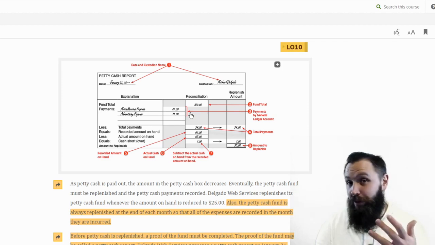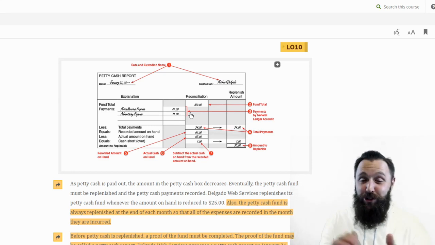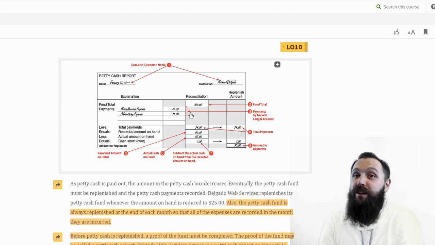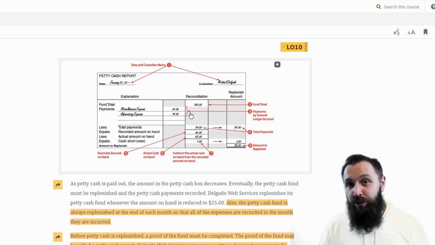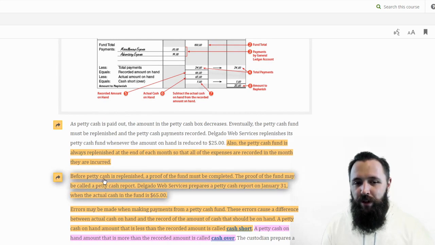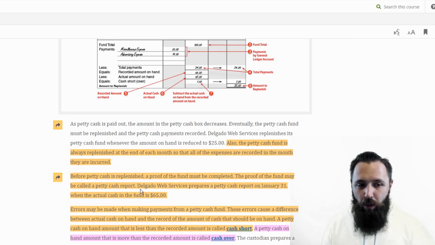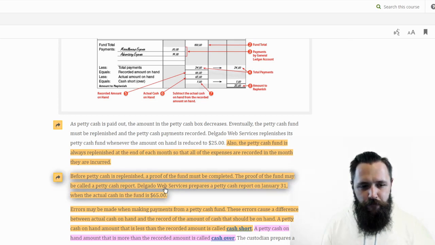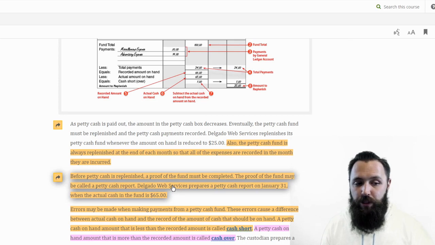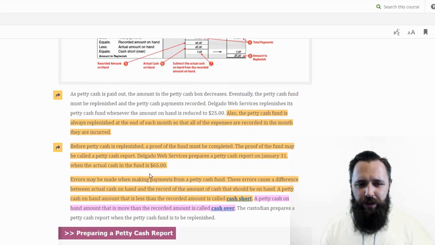People that work with cash know that sometimes cash disappears. Sometimes there's an extra dollar in there. Sometimes there's a dollar that's missing or a couple dollars that's missing. So we need to prove that petty cash fund and make sure that everything's accurate. So it says here, a proof of fund must be completed. It may be called the petty cash report, and it says Delgado Web Services prepares a petty cash report on January 31st when the actual cash in the fund is $66. So we'll take a look at that right now.